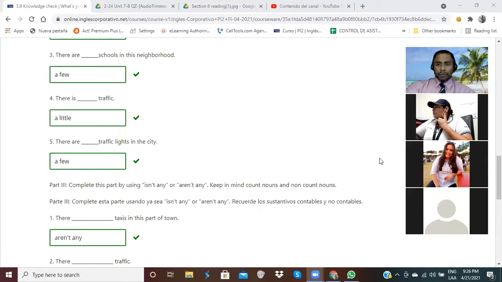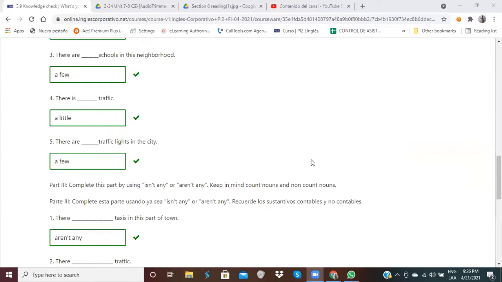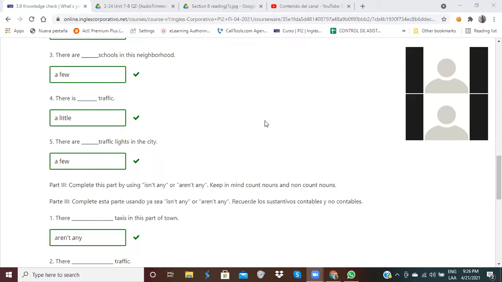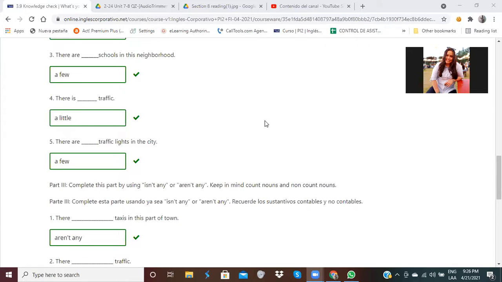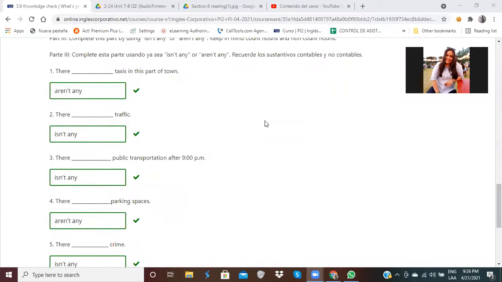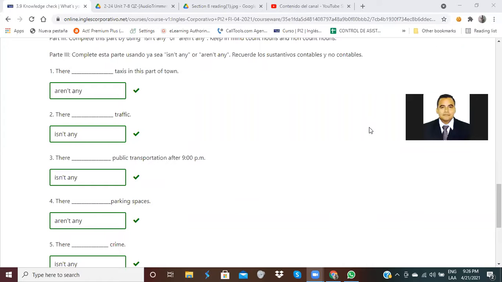Continue for me, please. Reina Ramirez: there is a little traffic. Number five, Dalia Santos: there are a few traffic lights in the city. Perfect. Maria Jose, number one, part three: there aren't any taxis in this part of town. Excellent.